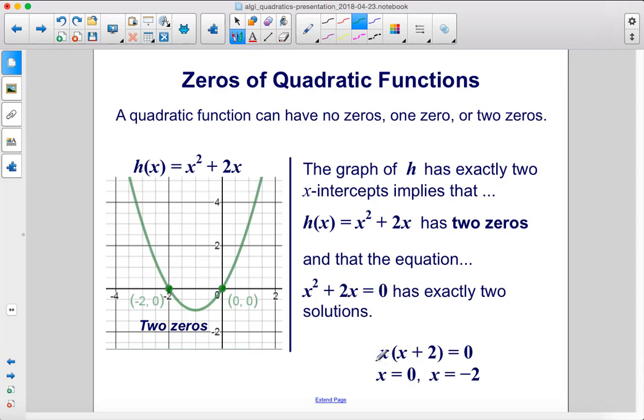If we factor out this x, we can see that x equals 0 or x equals -2 here would cause this to equal 0. So there's two solutions.